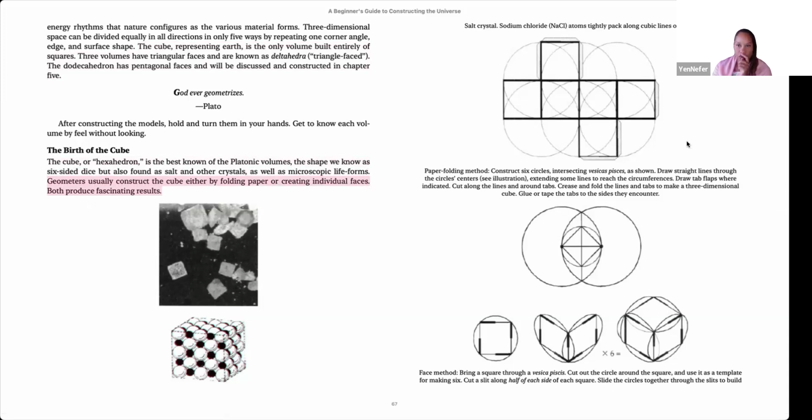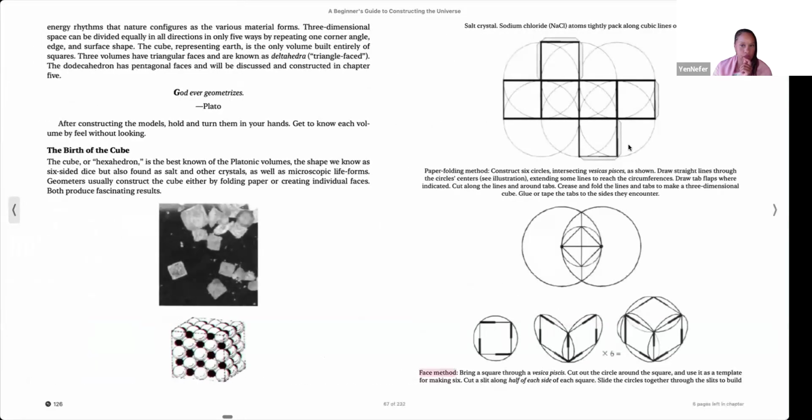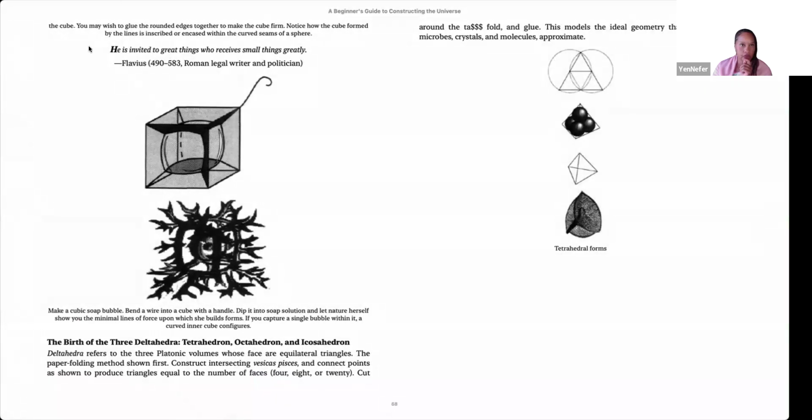All right, so there are different methods for constructing. So here's the paper folding method. Here's the face method. So this is actually taking a sheet of paper, folding it, and making a 3D object. So those were 2 methods.